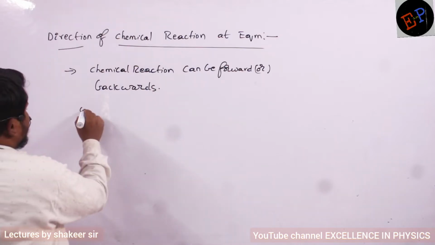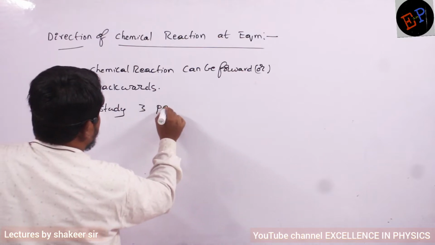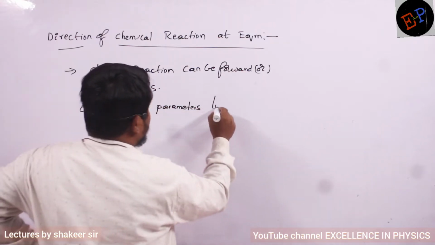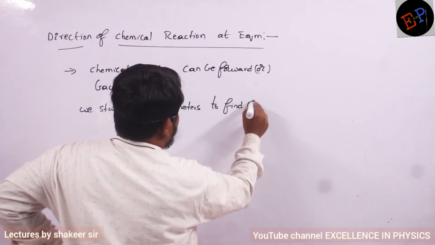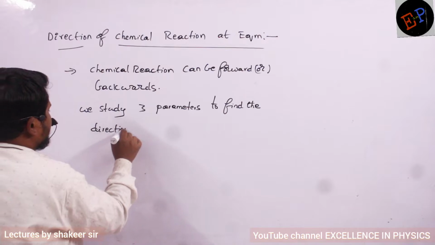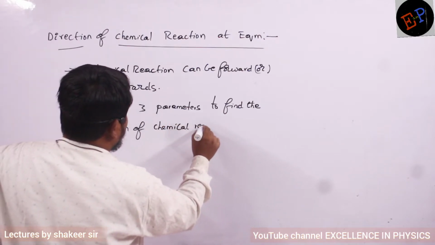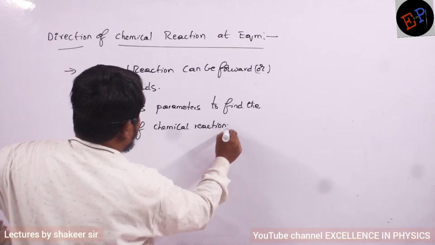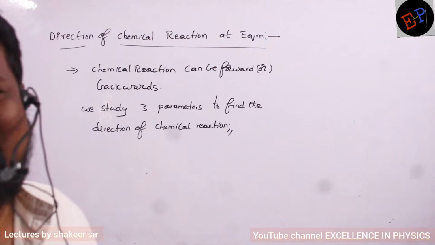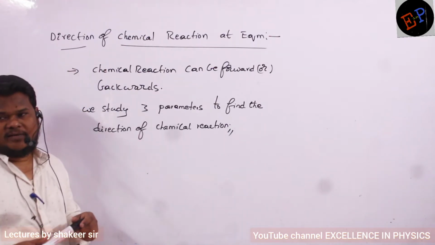So we study 3 parameters to find the direction of chemical reaction. Are you able to understand? Okay? So we study 3 parameters to find out the direction of chemical reaction.